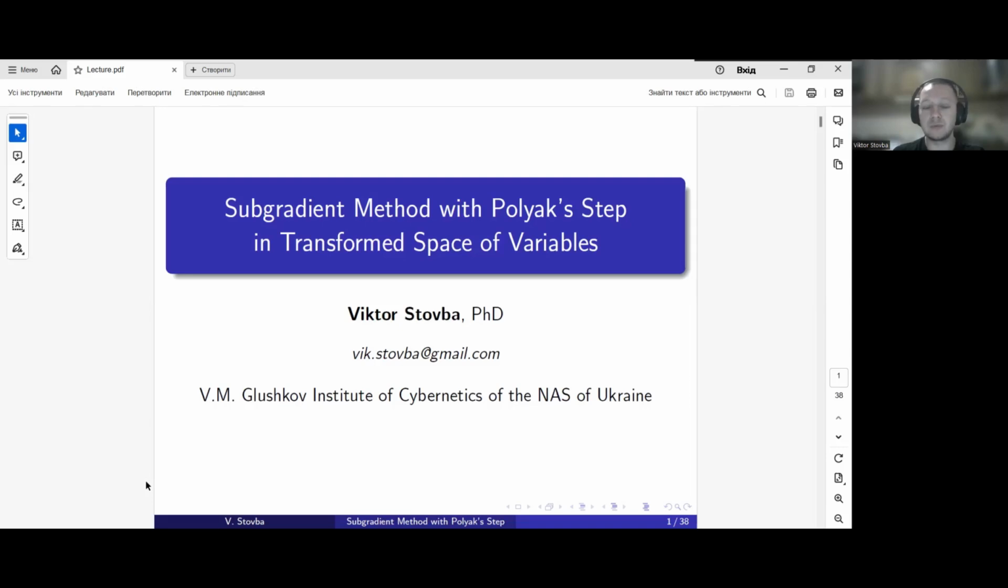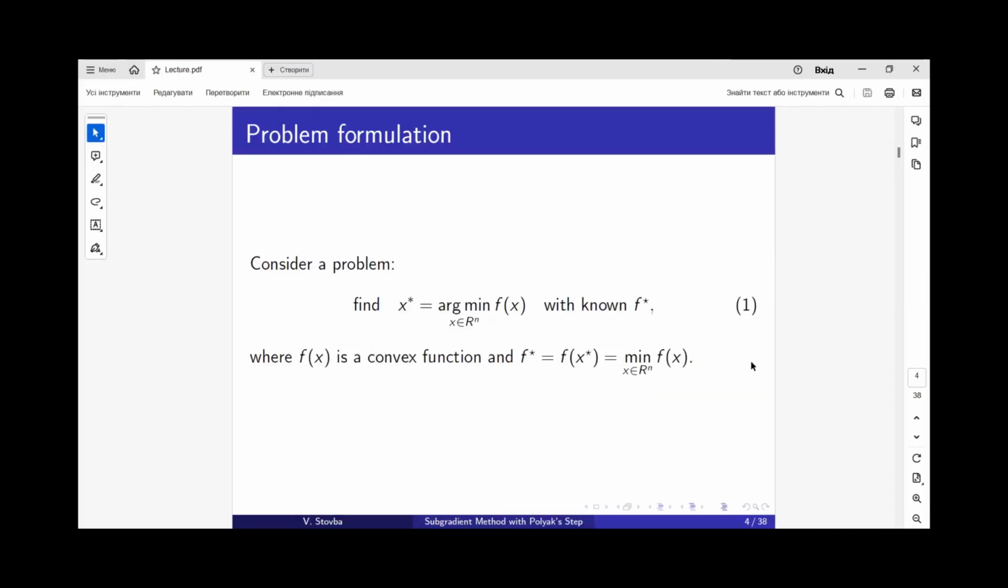Today we talk about subgradient method with Polyak step in transformed space of variables. Let us start. We're going to discuss the following problem: find x star, the argmin of the function f at x, with known f star. F here is a convex function with known optimal value.